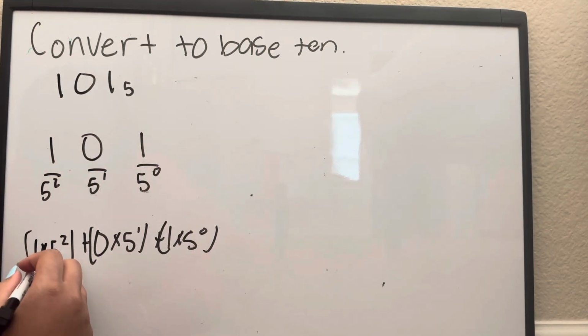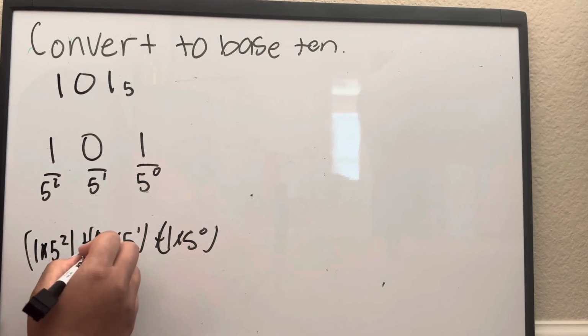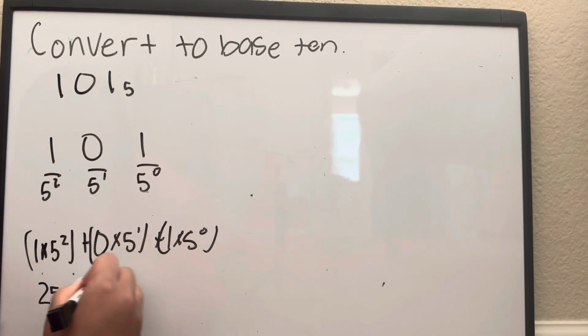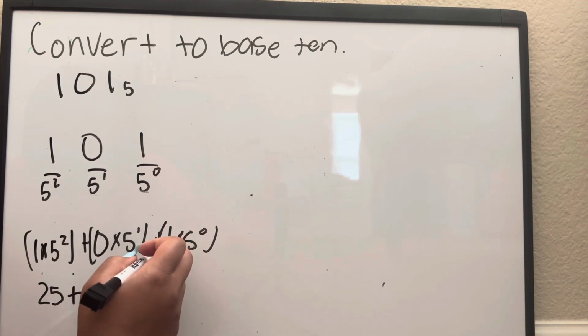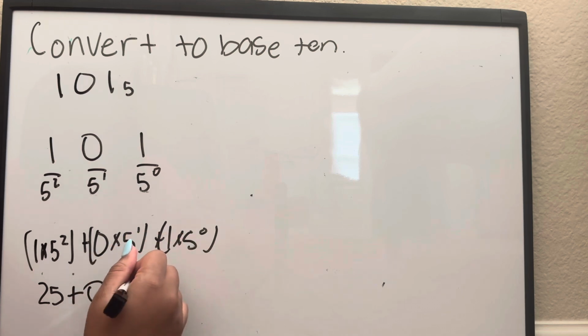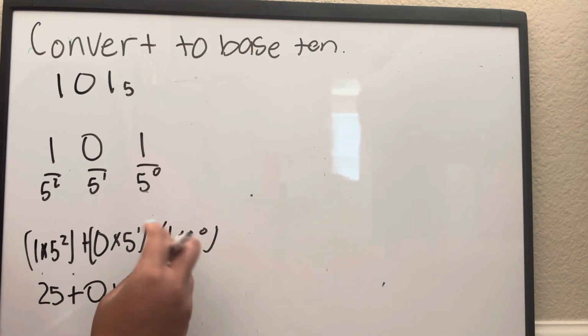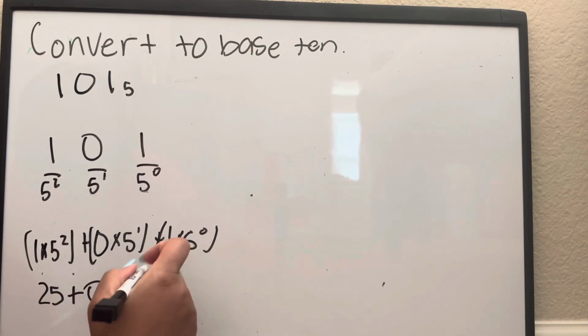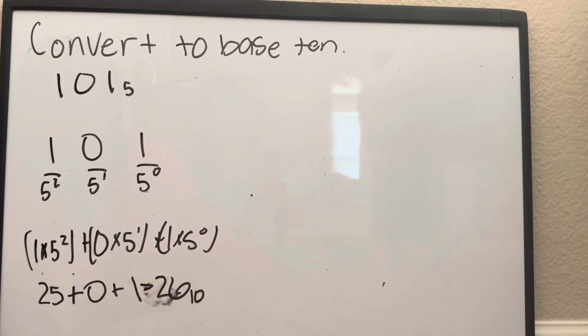So 1 times 5 to the power of 2, we have 25, plus 0 times 5 to the power of 1, we just have 0, plus 1 times 5 to the power of 0. 5 to the power of 0 is just 1, so we have 1 times 1, which gives us 1. So we are left with 26 to the base of 10.